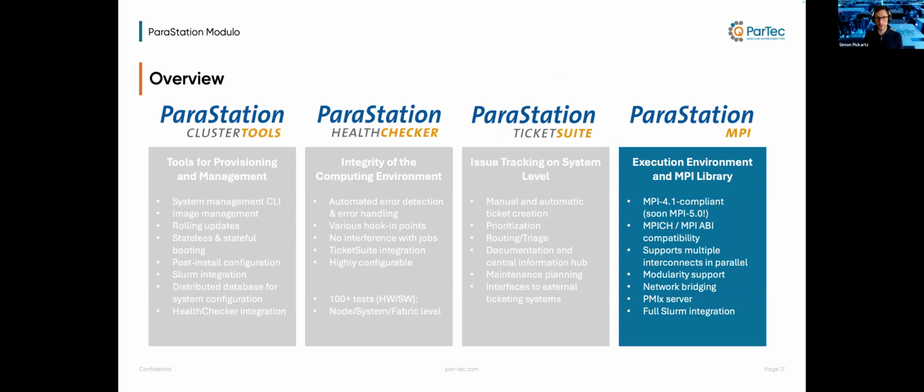And our fourth and final component is ParaStation MPI, which is in turn divided into two main parts. On the one hand, we have the ParaStation MPI execution environment, which provides us with daemons used for resource and process management on the computing nodes. And on the other hand, the ParaStation MPI runtime environment library, which provides us with MPI 4.1 compatibility, and which is an MPICH-based derivative.